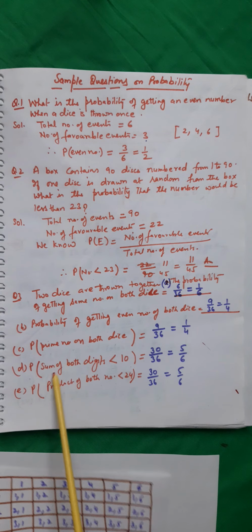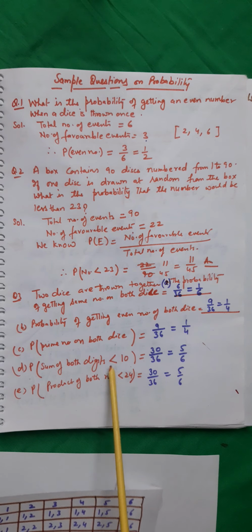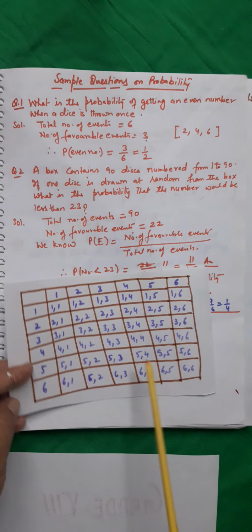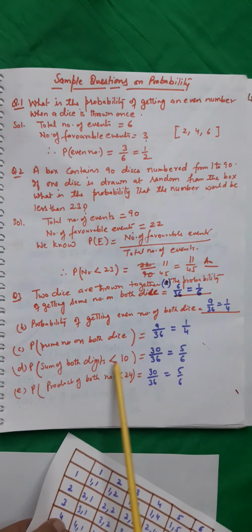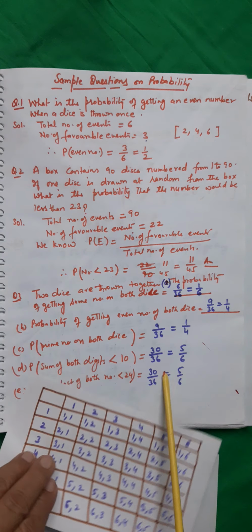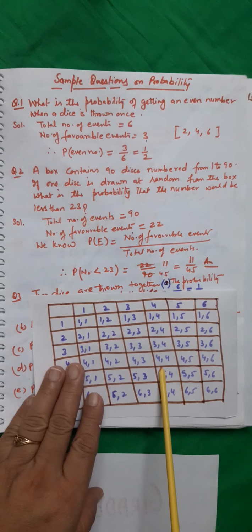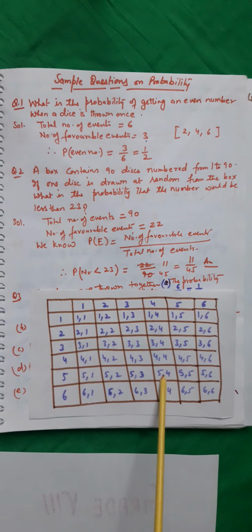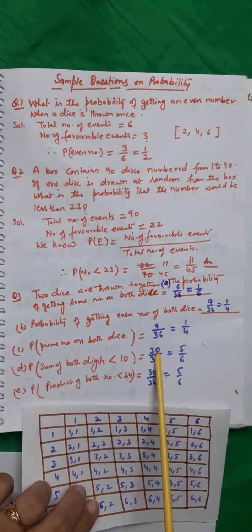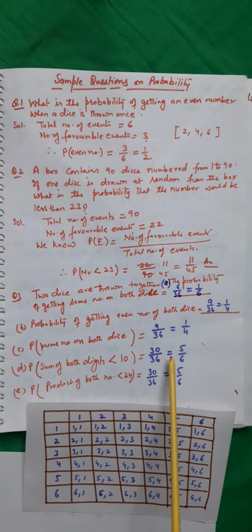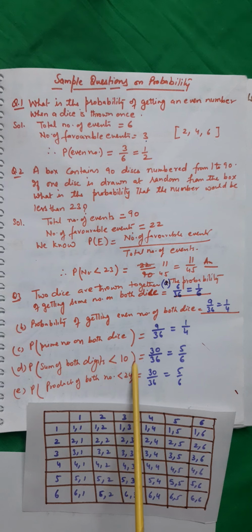Now probability that we get sum of both the digits as less than 10. So what I can do is, from here I will be counting where I will be getting sum less than 10, and that comes out to be 30. So 30 upon 36 is equal to 5 upon 6. Here we can do a smart work. How? I will find out those digits where the sum is greater than or equal to 10. They come out to be 6. I subtract 6 from 36. So my number comes out to be 30 here.